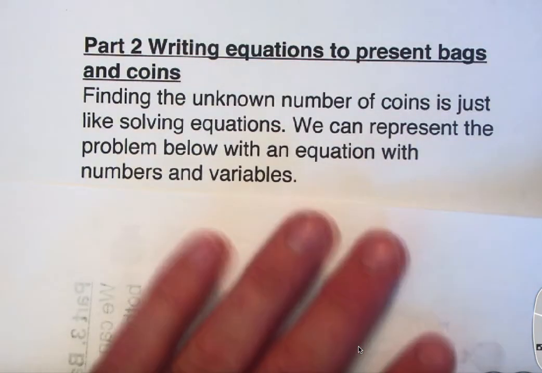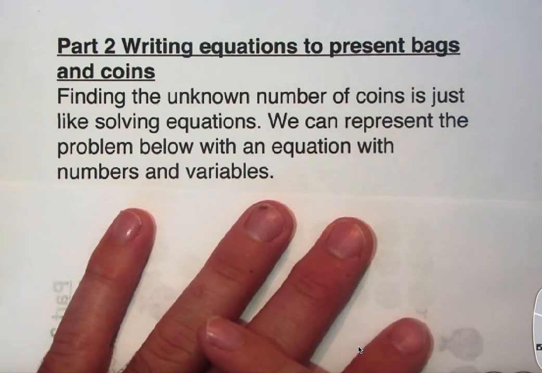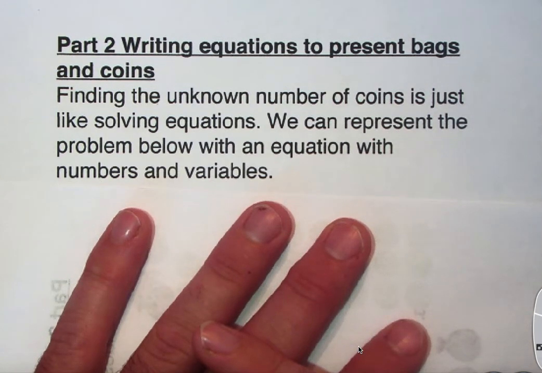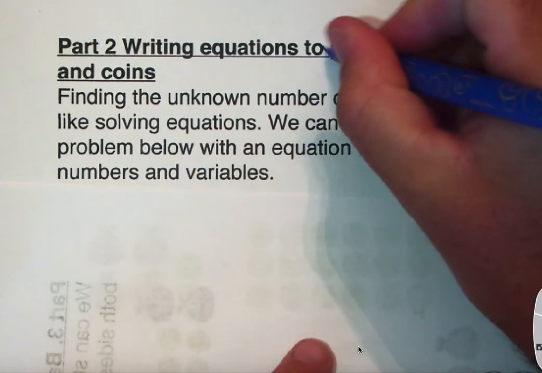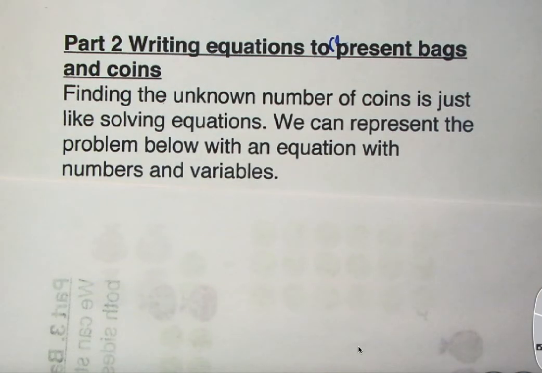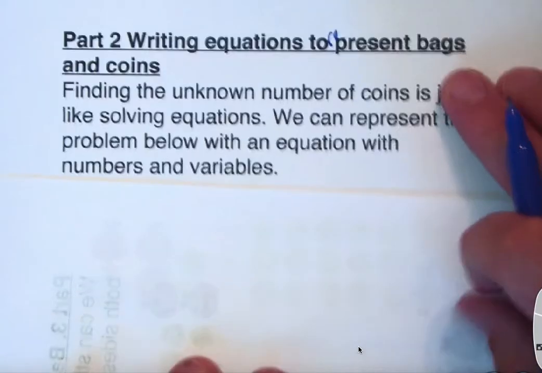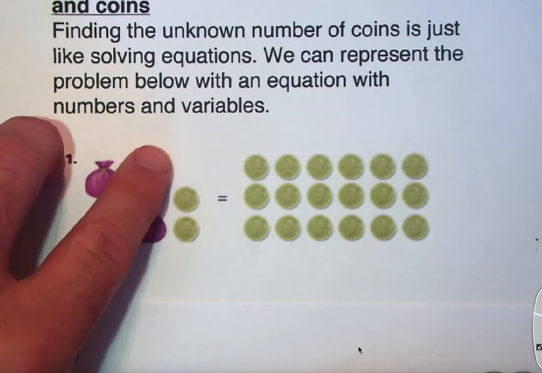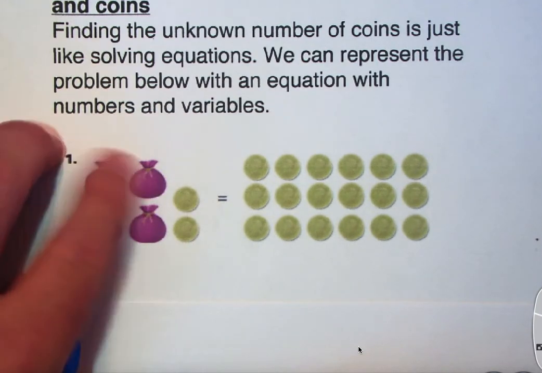So this is part 2. And at that point, someone might have said we can write equations to solve this. And yeah, we can write equations to represent bags and coins. Finding the unknown number of coins is just kind of like solving equations for an unknown variable, right? We can represent problems below with an equation with numbers and variables instead of thinking about bags and coins. Since we have 4 bags and 2 coins, and these bags, we don't technically know what's in them.